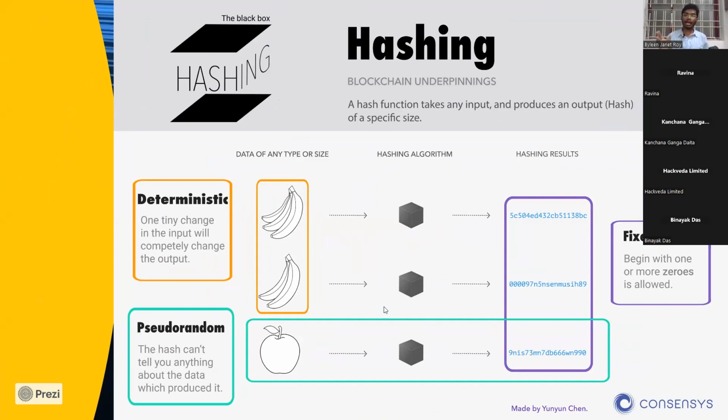Now, we use the hashing algorithm to change the regular data into a hashing result. It will just be a string of letters, so that it can't be reversed to fetch the data again by doing the vice versa. So that's how hashing works too. And you can see the hashing result can begin with one or more zeros. It does not matter that we have 00097N5 and so on. That's how the hashing algorithm works.